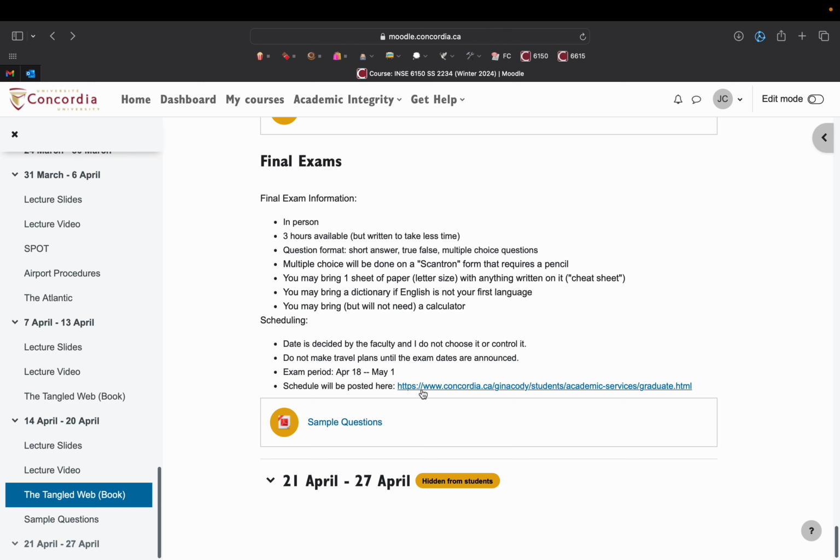Questions could be short answer, true or false, or multiple choice. For multiple choice, you'll use a Scantron form, those bubbles you fill in with a pencil. You'll have a cheat sheet, so anything you want to write down, you can put on a piece of paper. So the exam will not have any memorization at all. Anything you're scared you'll forget, write it on your sheet and bring it in. It's all going to be conceptual questions.